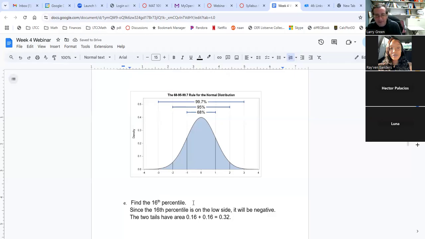So if there's a 32% chance of being within the two tails, what's the percent chance of being between the tails, inside? If there's a 30% chance of being outside, what's the percent chance of being inside?